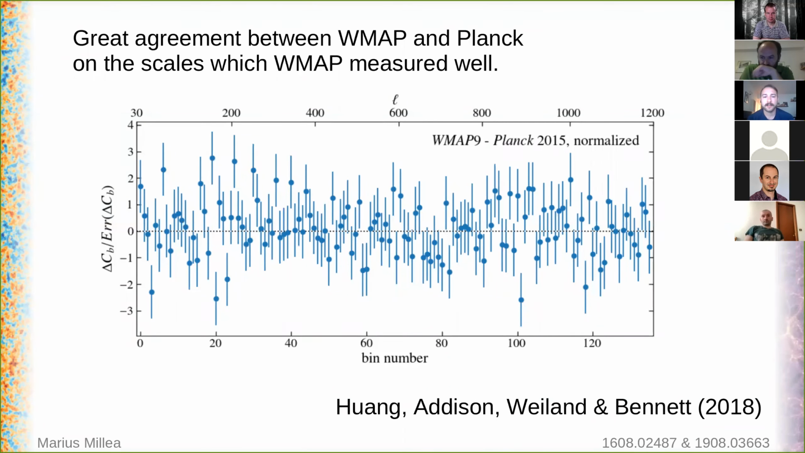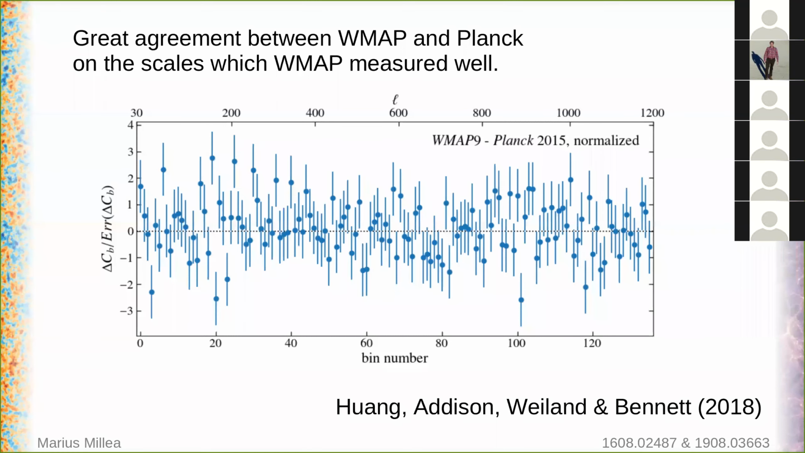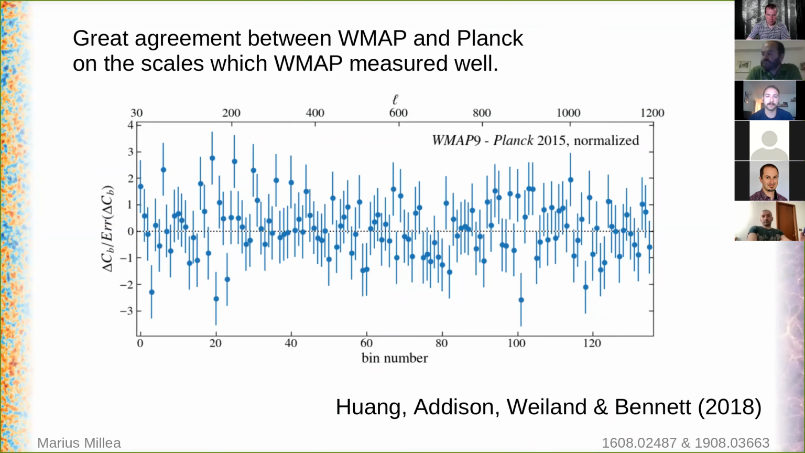So here's a comparison of Planck and WMAP on scales from 30 up to about 1200. You see here in the top corner. So these are basically the scales where the two of them did measure the CMB basically up to the cosmic variance limit. And so basically each did equally well in terms of the cosmological information you could extract from this multipole range.